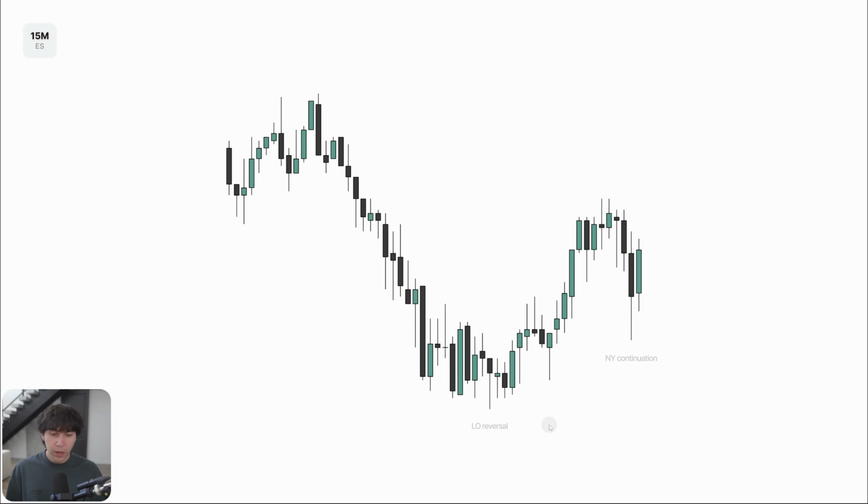We're also going to be pairing this with the daily profile. We see the London session made a low and reversed, price expanding off of that low. And then during the New York session, we were seeing the development of a potential continuation. So the London reversal is one of the 3 daily profiles that I look for. And to me, it is an ideal daily profile because it sets the New York session as a continuation.